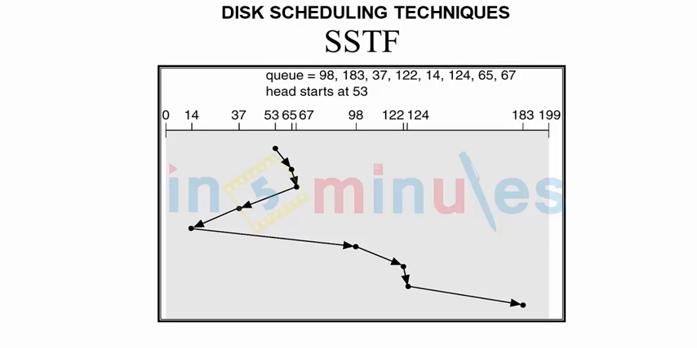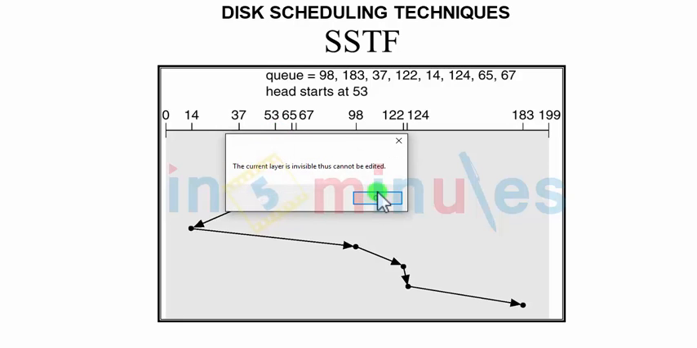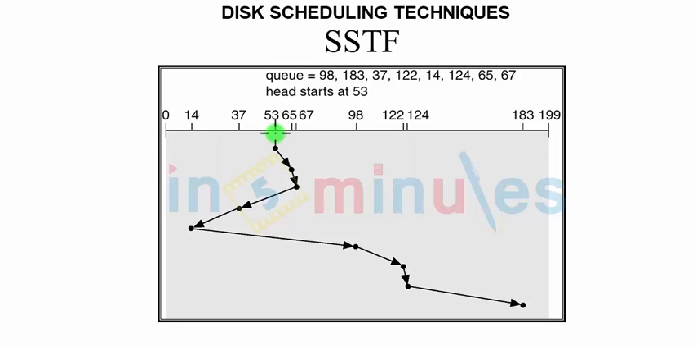Suppose we are at 53. From 53, the nearest are 65 and 67. So first we will go and read 65. Second we will go and read 67. Now from 67, the nearest as such is 37. After reaching 37, the nearest request is 14.